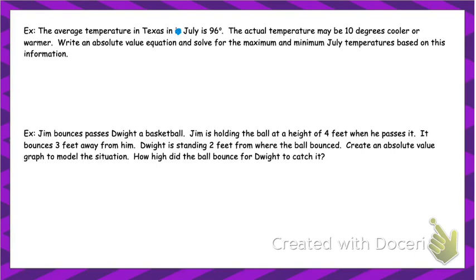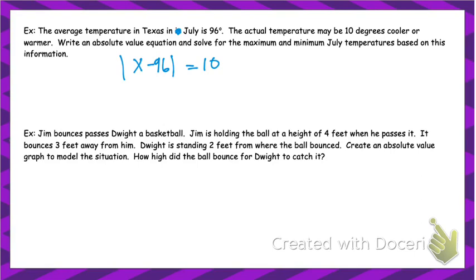So since it's going to vary by 10 degrees, we know that the change from that temperature is going to be 10 degrees. So what we're going to do is x minus 96 degrees. Because even if it's a smaller number and it gives us a negative answer, since we're looking at absolute value, that's okay. It won't matter. So that's how we can express this with an absolute value equation.